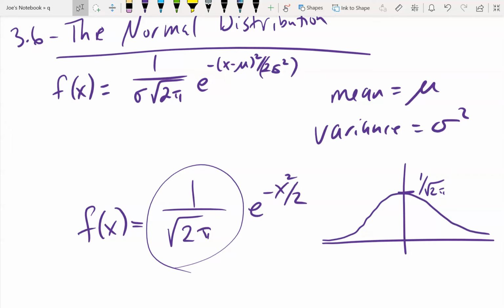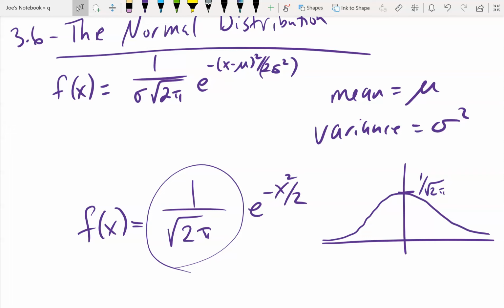If I make this bigger, it's going to be more spread out. If I make this smaller, it'll be more squished in. Remember, when you do horizontal stretches and shrinks, it does the opposite of what it does out in front, right? Bigger number makes it taller. Smaller number makes it flatter. Inside is the reverse, okay?